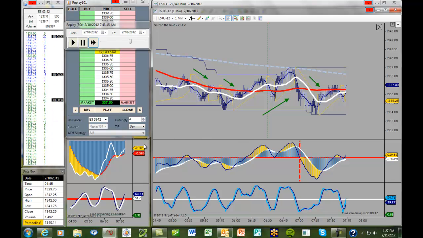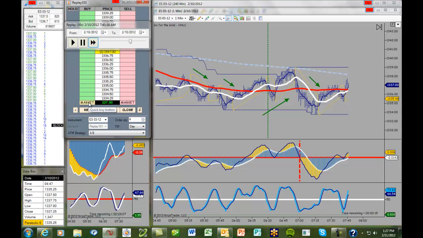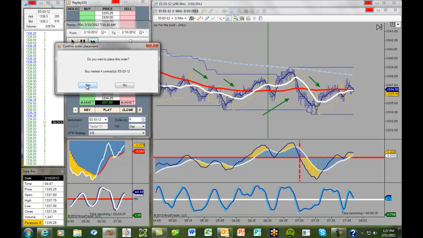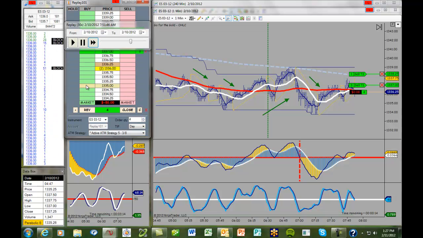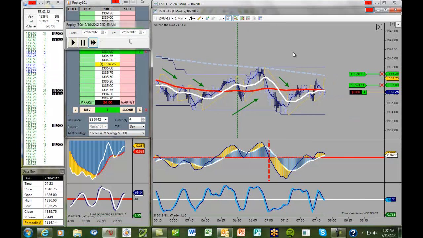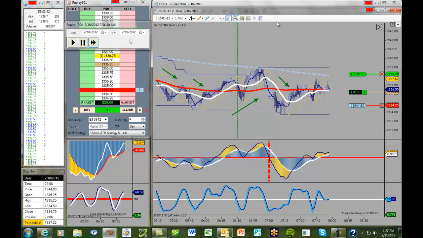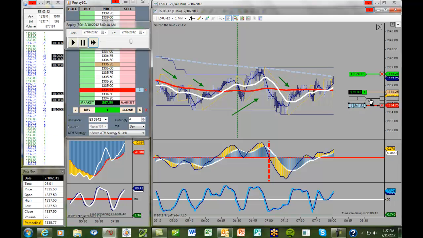All right, what's going to happen here? Breaking to the upside, the white is about ready to go above the red. As soon as it does, we'll be ready to roll here. Now this time we're not stalling anything, so here we go again. Now, notice the parabolic flipped bearishly, but it was the white going above the red that prompted my move there.